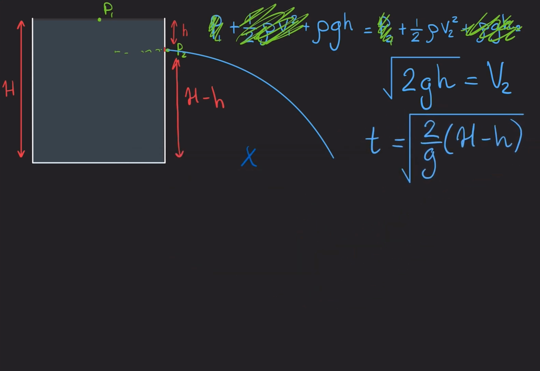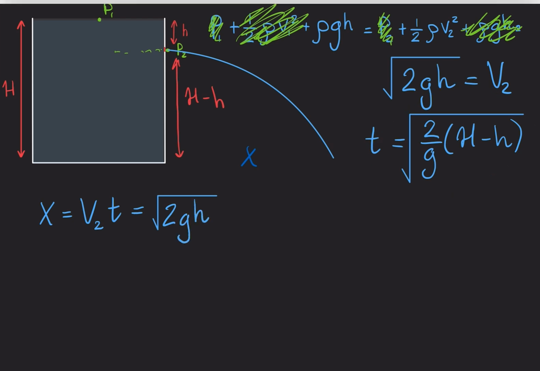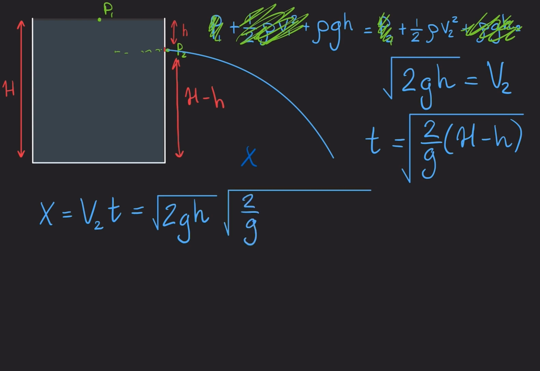So now what we have to say is, all right, x, the distance that it travels, is going to be equal to its x velocity, vx, which in this case we've called v2. So I'll go back to that notation, v2, and the time that it travels. We've just figured out the time, we know the velocity, so let's just multiply. So we're going to get our velocity, the square root of 2gh, and we'll multiply that by the time, which is here. So this is going to be the square root of 2 over g times (H minus h).